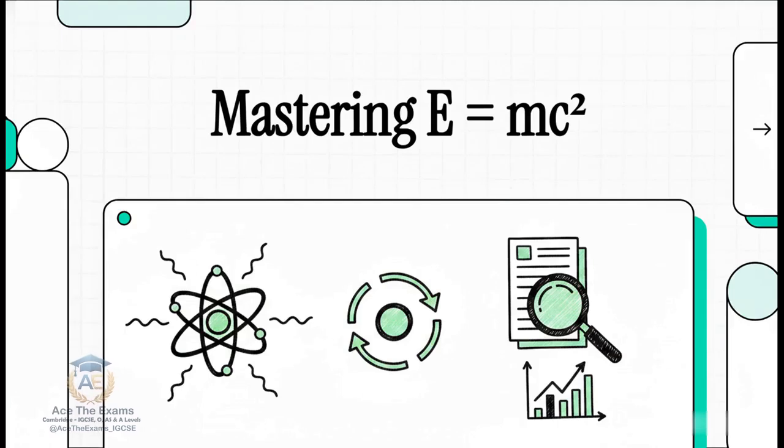Welcome back, everyone. I am absolutely thrilled to have you here for this explainer. Today, we have a highly specific, incredibly crucial goal. We are going to master the mass energy equivalence topic, that famous E equals mc squared, specifically for the Cambridge Physics 9702 exam. But we aren't just going to look at the math, no.